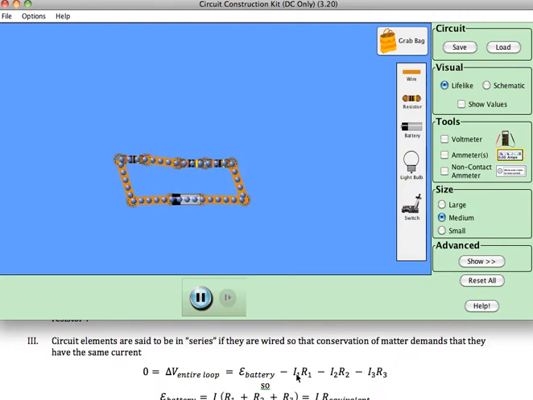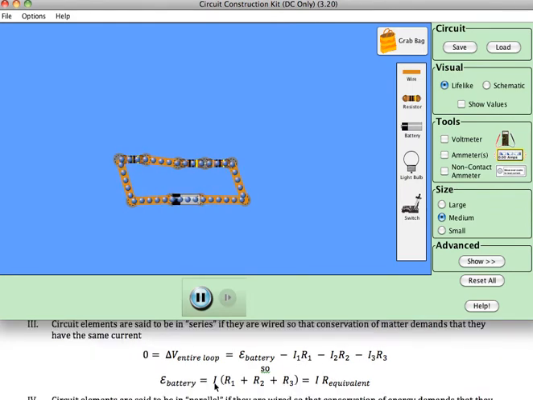Of course, we've already talked about the fact that conservation of matter means that the current through these resistors, they're wired in series, the current has to be the same. And so I don't need to call them I1, I2, and I3. I can just call it I, in which case I can factor that out. Because this is 0, I can solve for E battery. And I find out that E battery is I times the sum of the resistors. And I can call that an equivalent resistance.